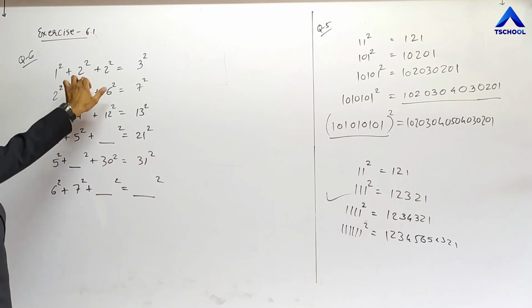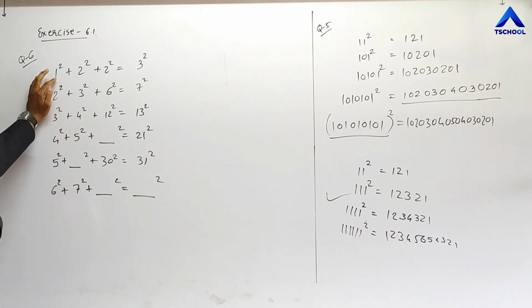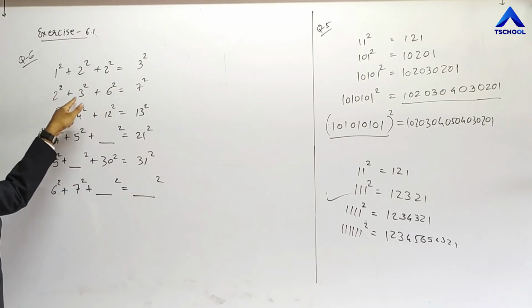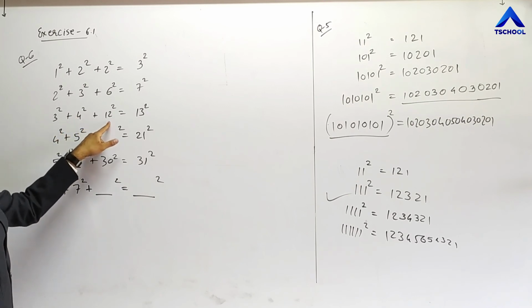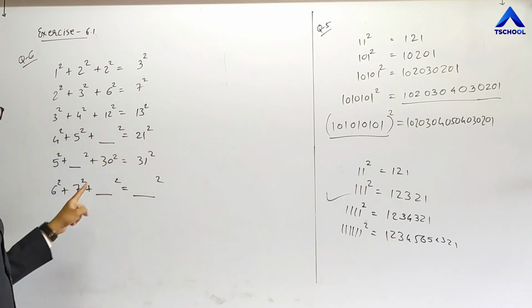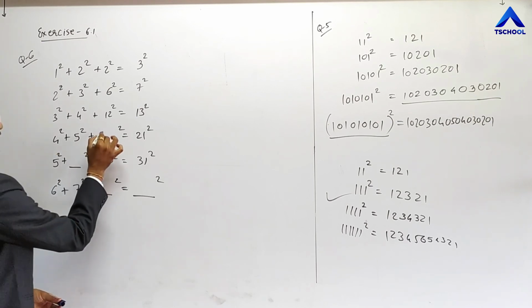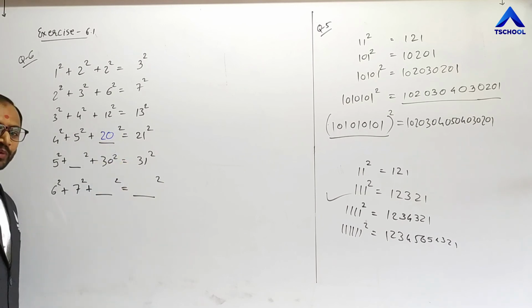1 square plus 2 square plus 2 square is equal to 3 square. So here, let me understand, 1 2s are 2. Here 2 3s are 6. 3 4s are 12. Here again, 4 5s are, so what is the answer here? 4 5s are 20. So this missing number is 20.